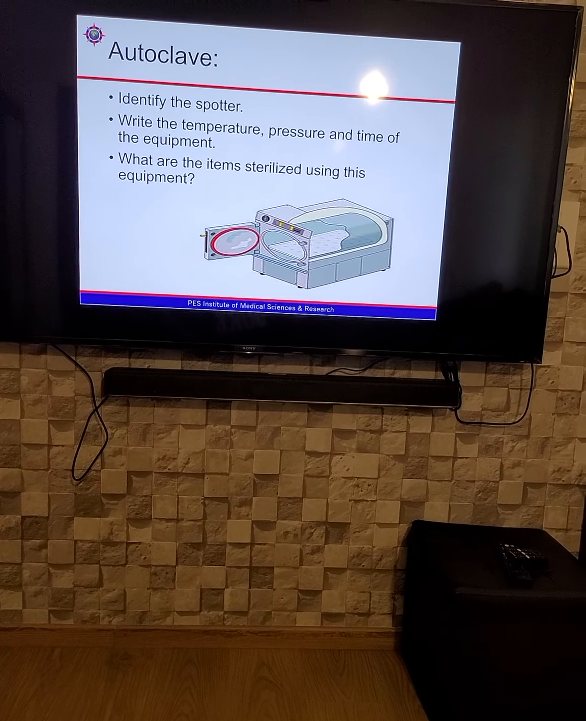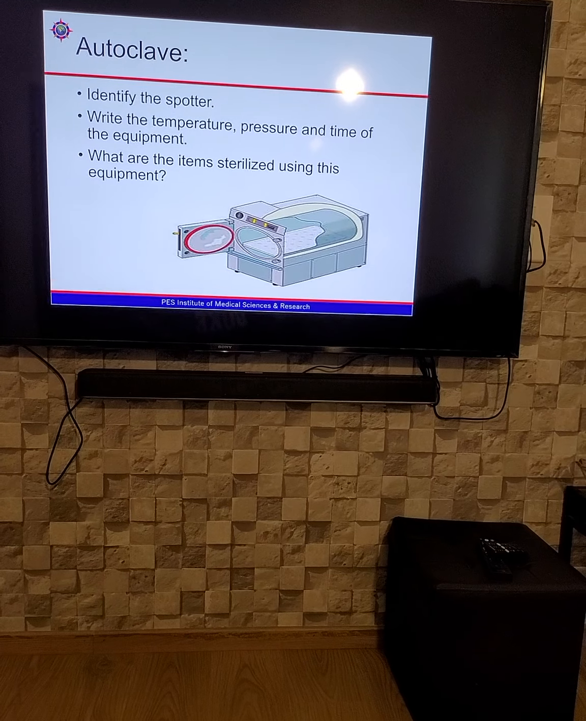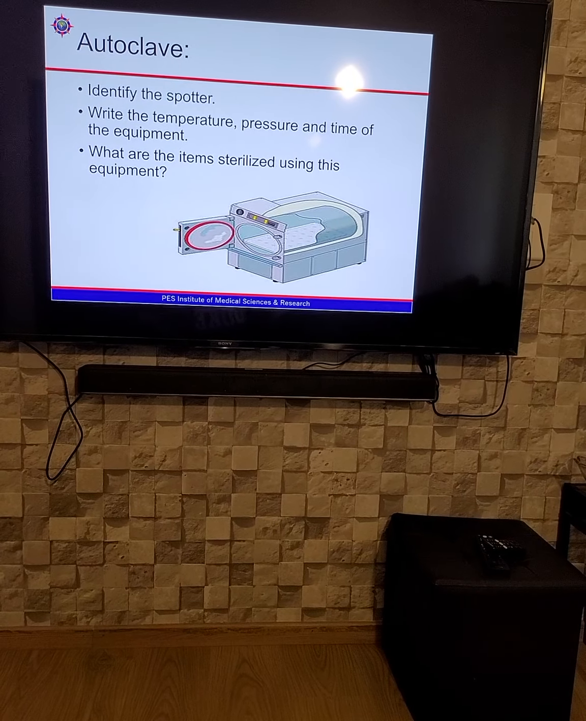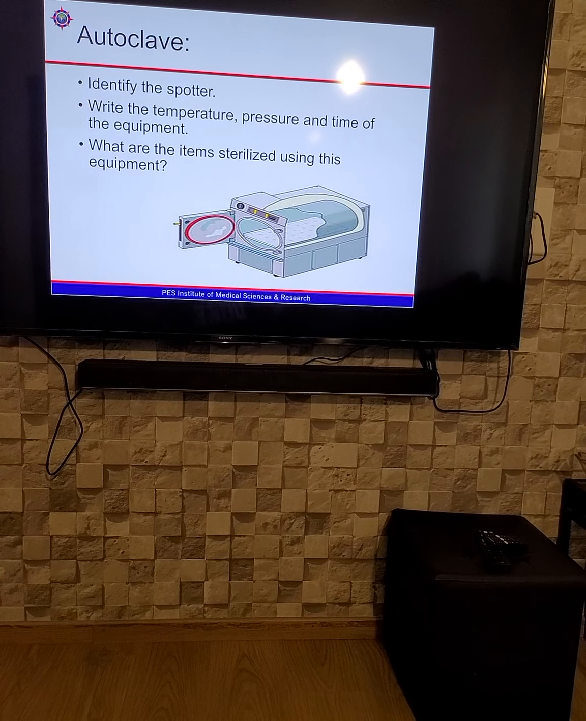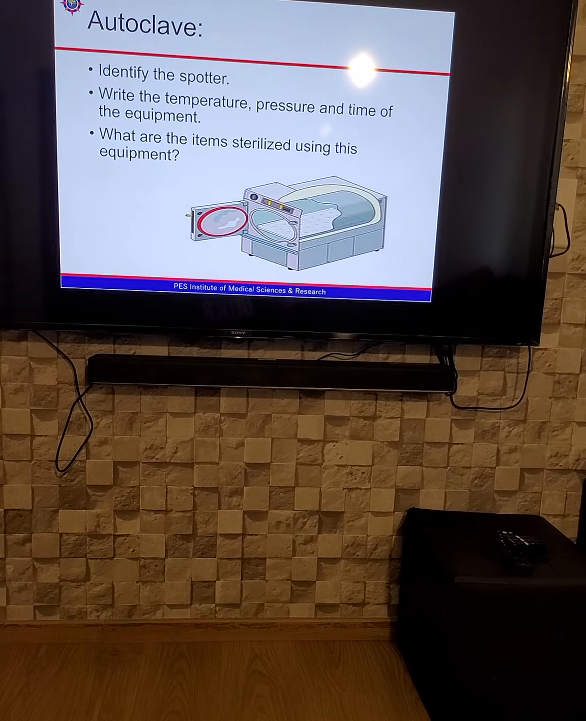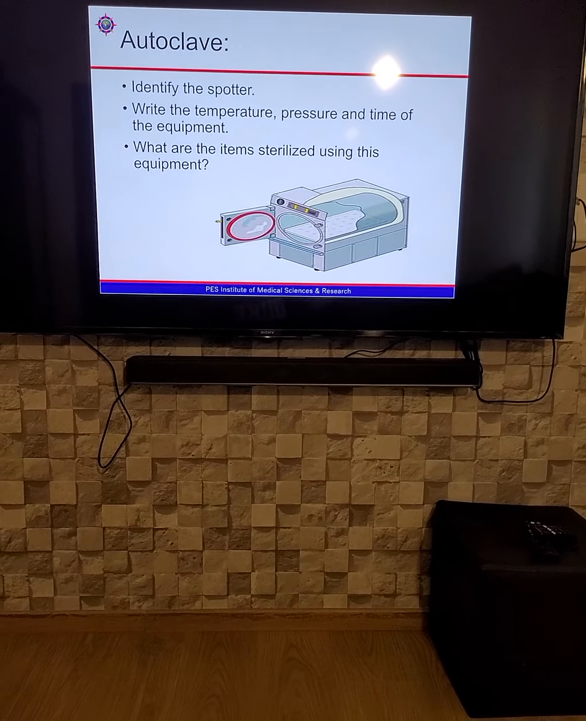This is autoclave. Temperature employed is 121 degrees, 15 pounds pressure for 21 minutes. So on boiling water, the temperature increases, and it is widely used in hospitals as well as in microbiology practice.